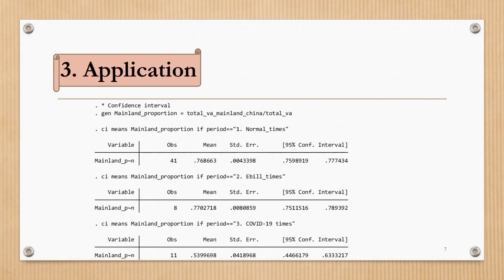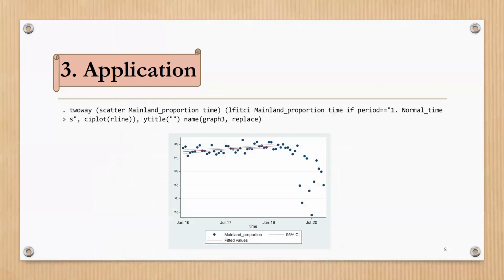And then when you look at the right, we have the 95% confidence interval, which is from 0.4466 to 0.6333. So that means the confidence interval is around 0.45 to 0.63. So that means if you're talking about the interval estimate, then during COVID-19 times, there is about 45% to 63% of the visitors are from mainland.